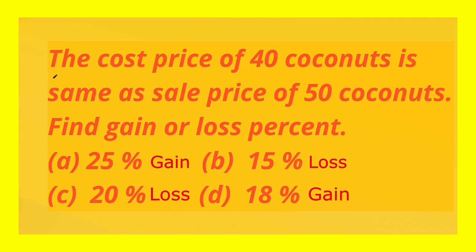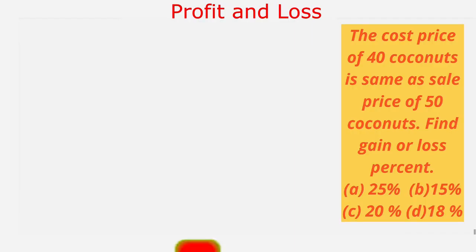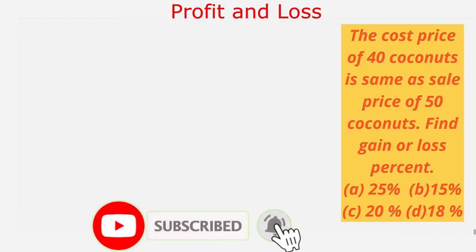Our question is: the cost price of 40 coconuts is the same as the sale price of 50 coconuts. Find gain or loss percent. The given options are A 25%, B 15%, C 20%, and D 18%. We solve the question by the conventional as well as the shortcut method.